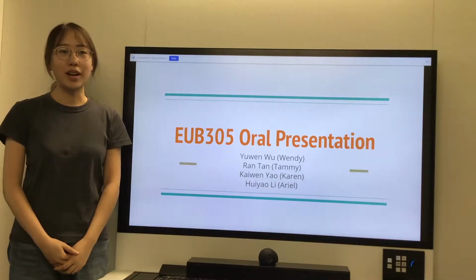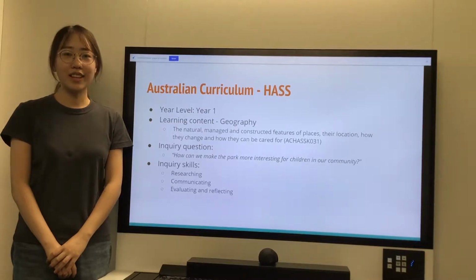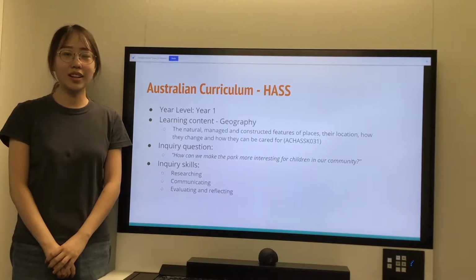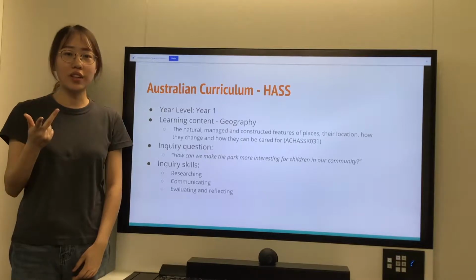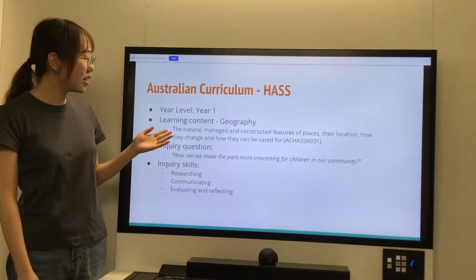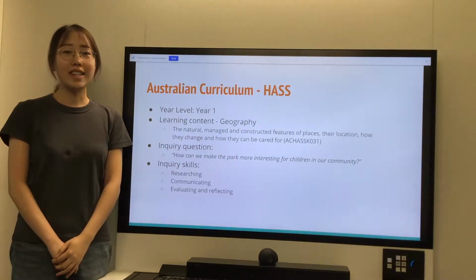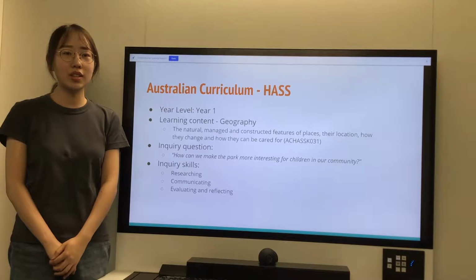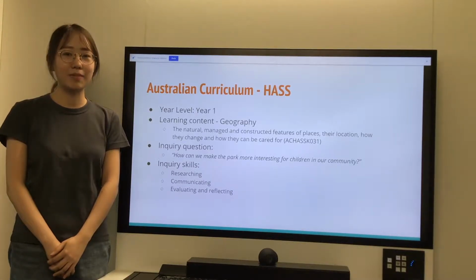In this video, we are going to present a Year 1 Geography lesson sequence talking about the features of places. The learning content covered in this presentation links to Australian Curriculum Year 1 Geography, which focuses on teaching students the nature, managed, and constructed features of places, their locations, and how they change and how they can be cared for. Therefore, this lesson will provide opportunities for students to identify these three kinds of features in the local places.